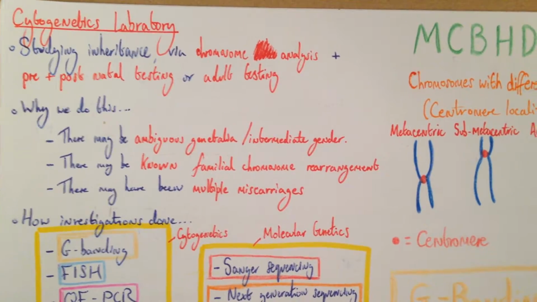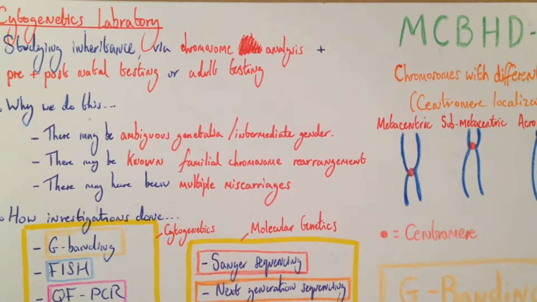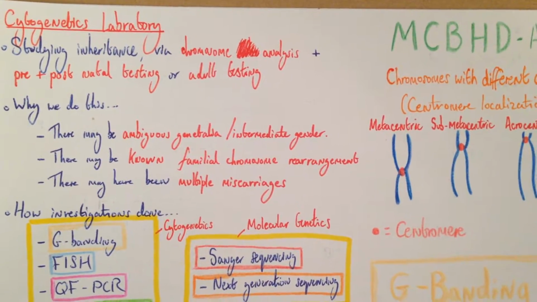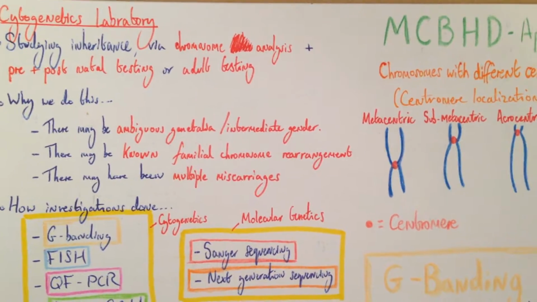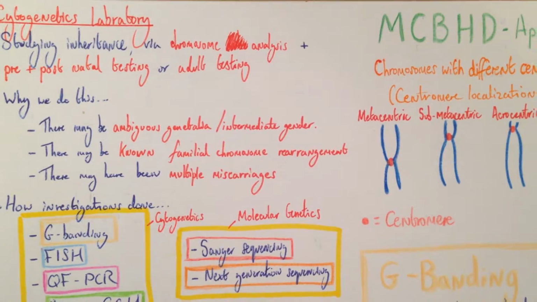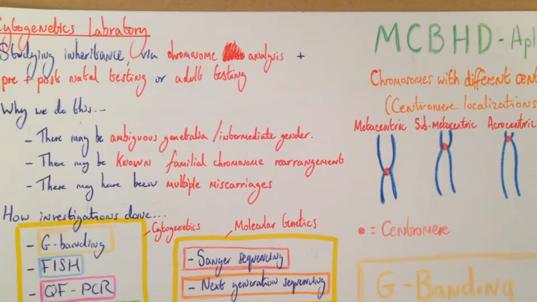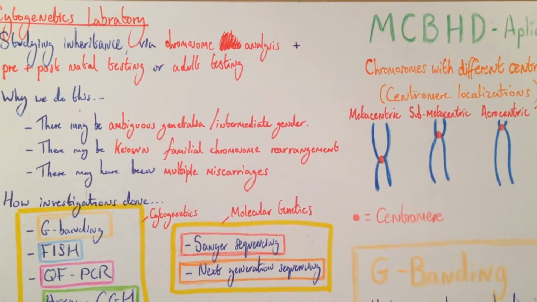So why do we do this? There may be ambiguous genitalia or intermediate gender, so we want to identify the gender correctly. There may be a known familial chromosomal rearrangement, and the family may have had multiple miscarriages.